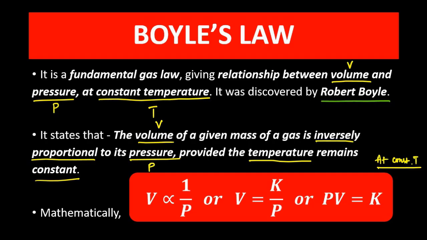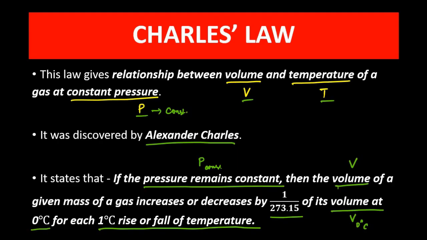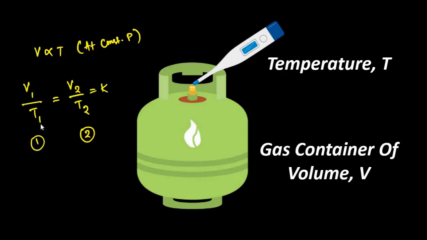This is the plot, the two ways of plotting it. Then we have Charles' law, which states the relationship between volume and temperature of a gas at constant pressure. As per Charles' law, at constant pressure, volume is directly proportional to temperature. That is, the ratio of volume and temperature will always be constant. This is the plot.